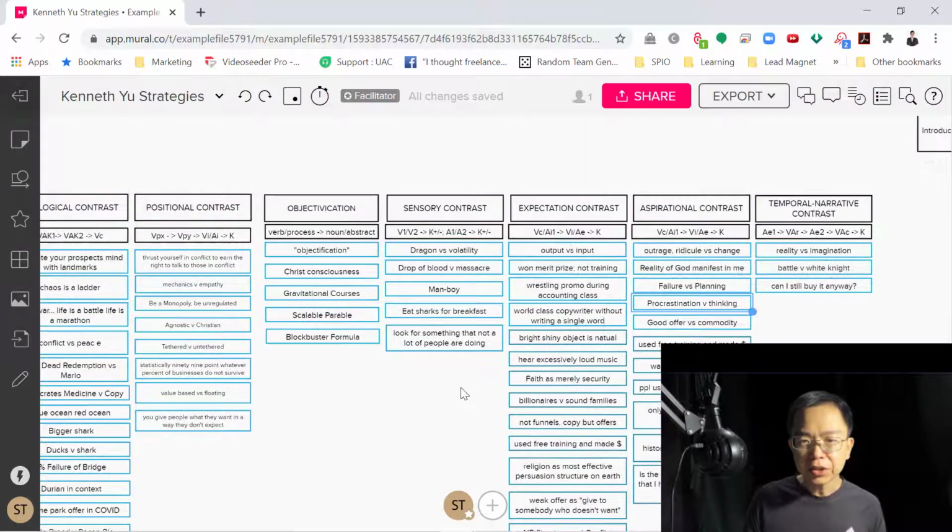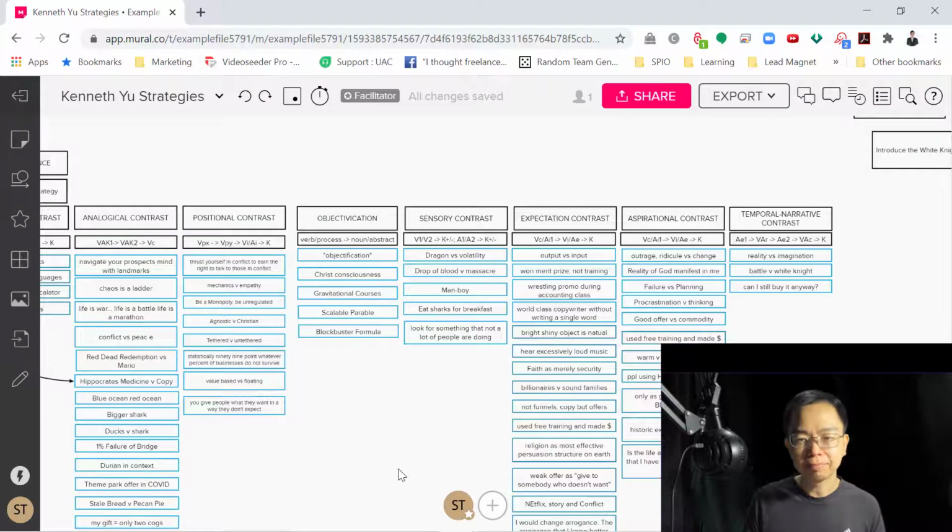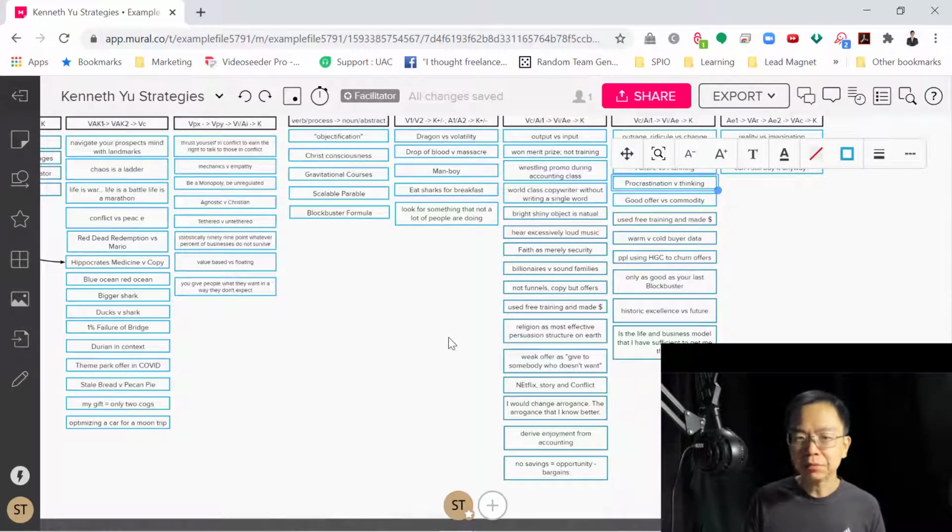All right. So you'll notice that he uses expectation contrast a lot. So now you understand the phrase, you need to give people what they want in a way they do not expect. So there you go. Whole range of them in the 2-hour interview.